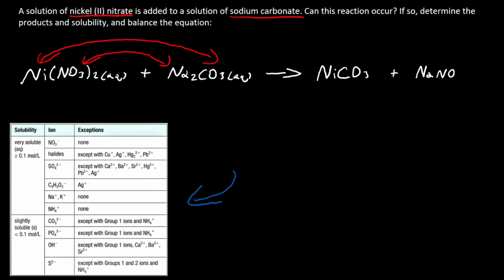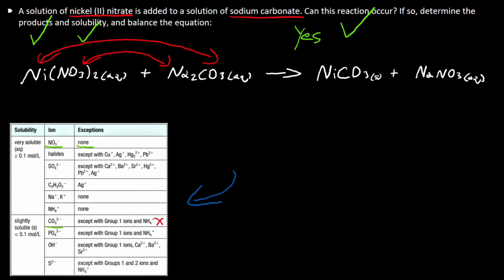Now looking at the solubility table, carbonate is known to be an insoluble ion, and nickel is not included in the exceptions to make it soluble, making this a precipitate in the reaction, so we write S. What about sodium nitrate? Nitrate is soluble and there are no exceptions, and so this is aqueous. So to answer the question, yes, this reaction can occur. We have determined the products and the solubility. Now we just have to balance the equation.